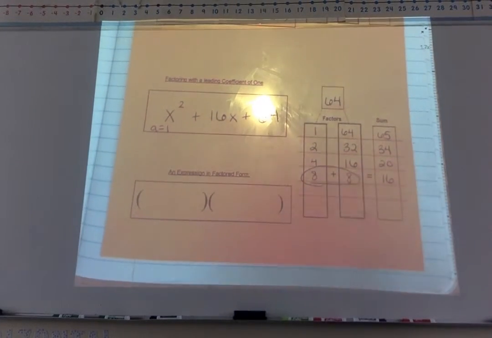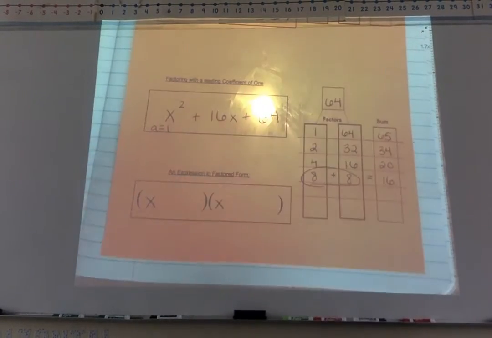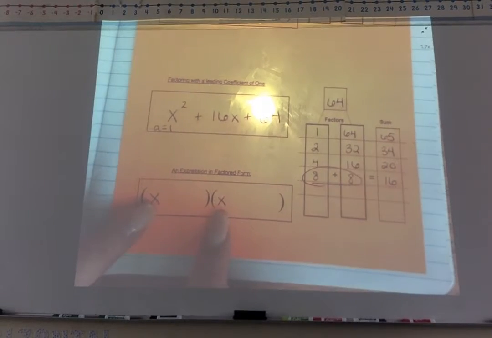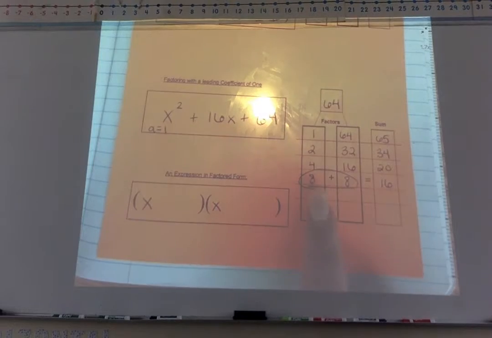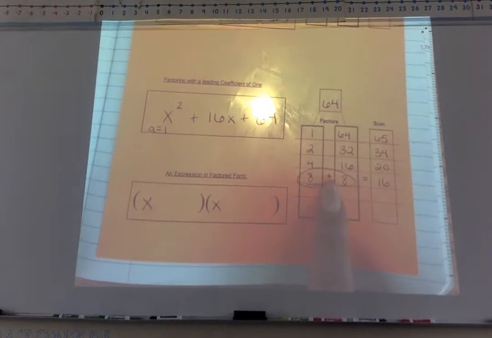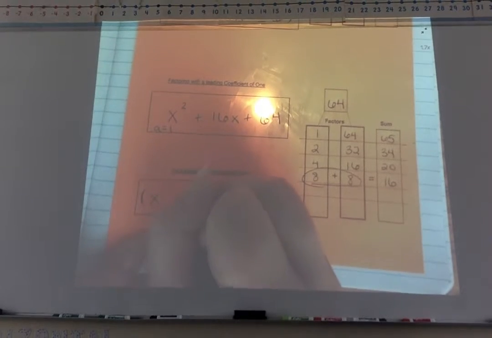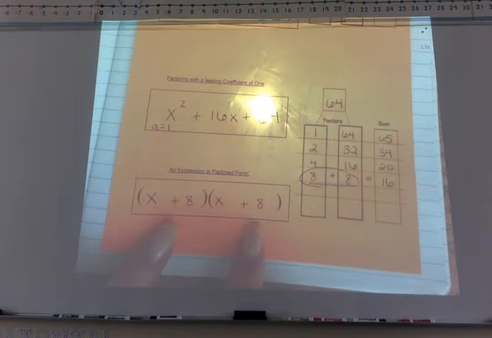So now I'm going to move down here. And we have x and x, because when we double distribute or use the box method, x times x is going to give us our first term of x squared. And I'm going to use these two terms to become the second term in each of my binomials. So I have plus 8 and plus 8. They're not always going to be the same.